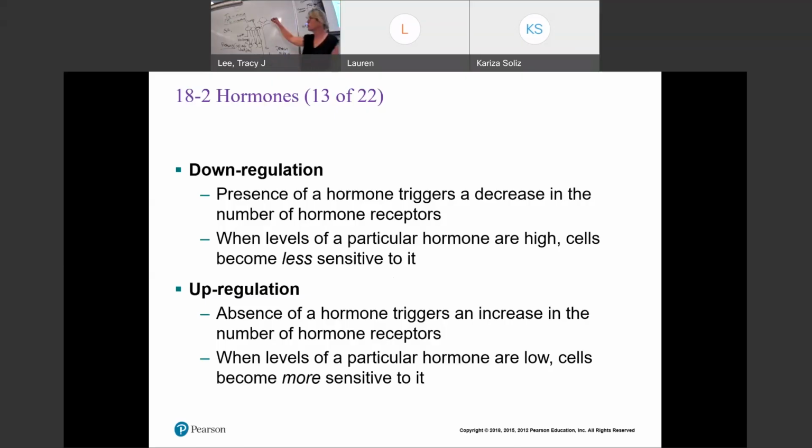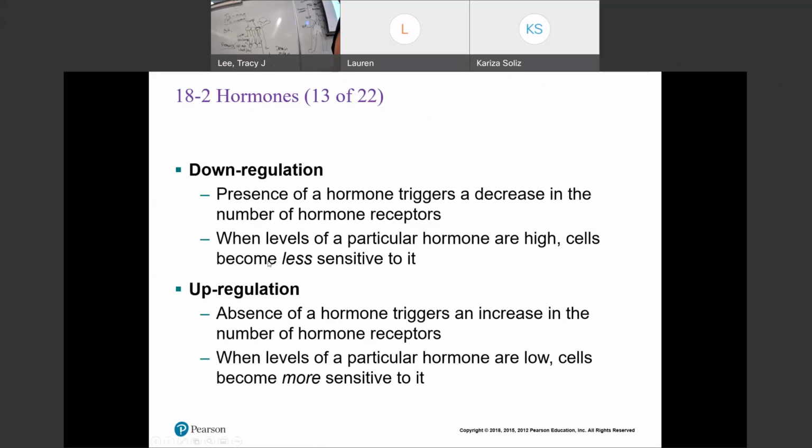If I don't have very much hormone out there, I'm going to put more receptors out on the surface of my cell to catch those hormones that are floating by. That is called upregulation. So upregulation makes us more sensitive to a hormone. Downregulation makes us less sensitive to a hormone. And your cells have that ability to fluctuate up and down.